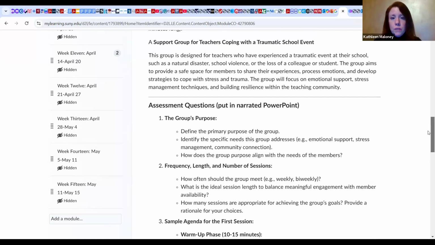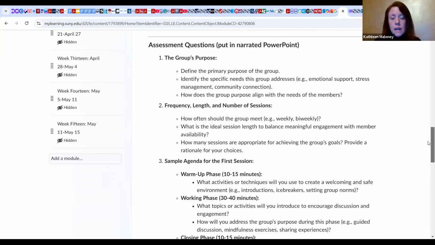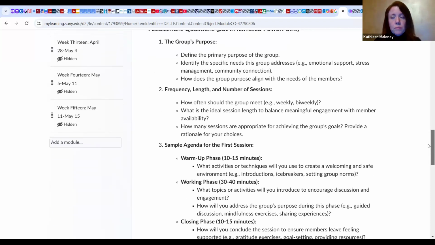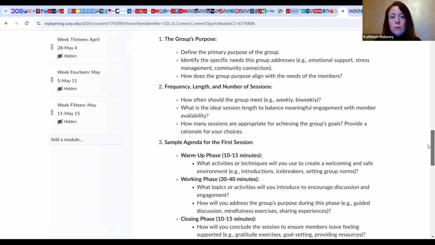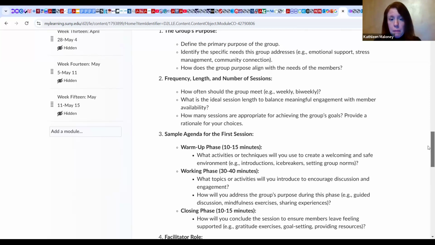So this is an overview, and from this overview, you should be able to answer the following questions. Again, you're putting it in the narrated PowerPoint. So I would imagine that you would have one slide with the group's purpose. You will then define the primary purpose of the group, identify the specific needs. How does this group propose or align with the needs of the members?